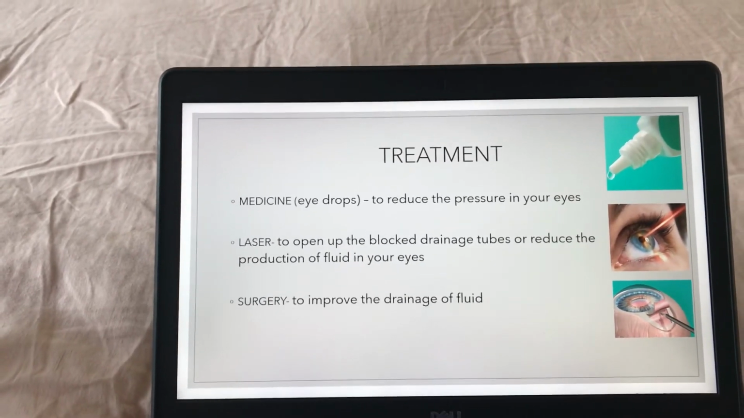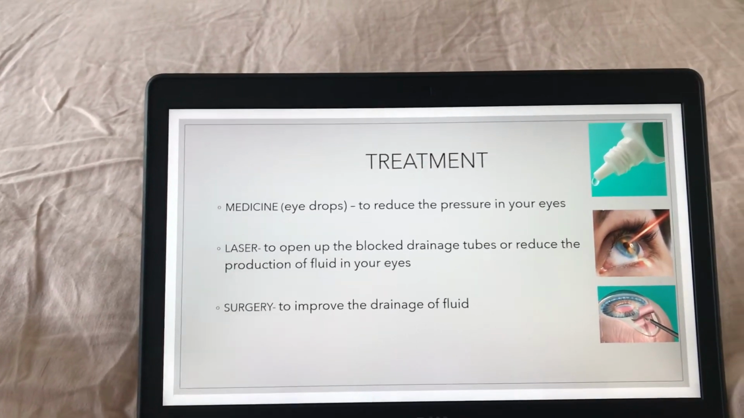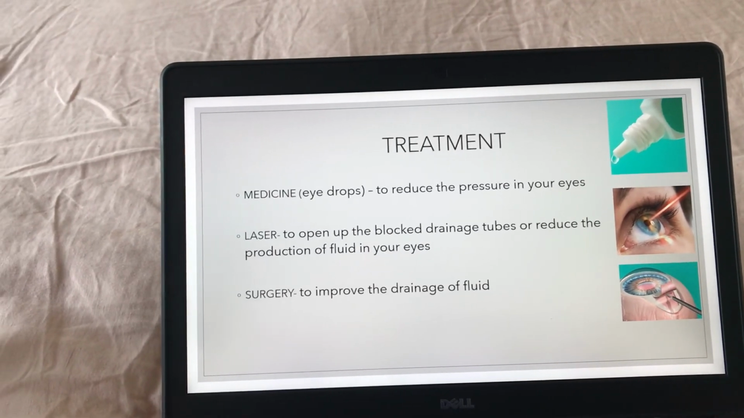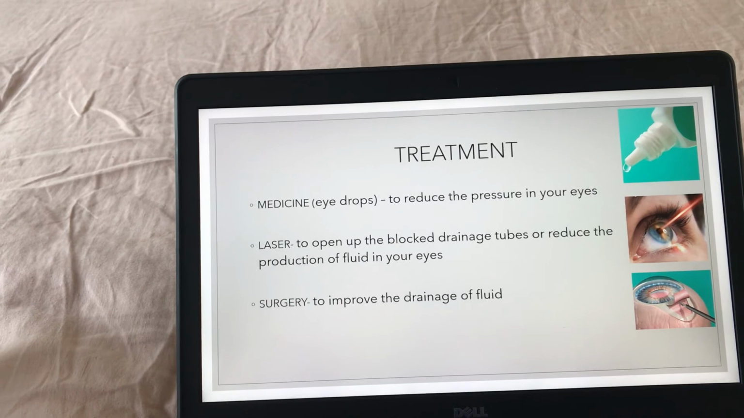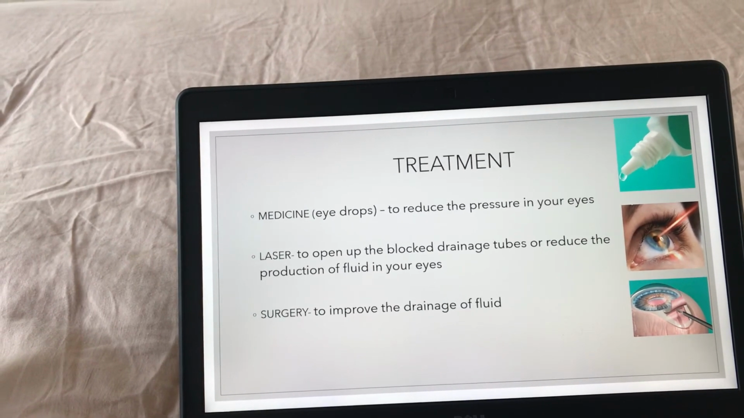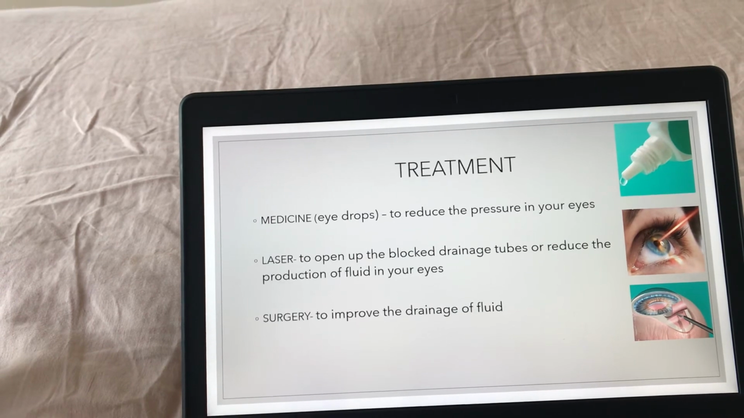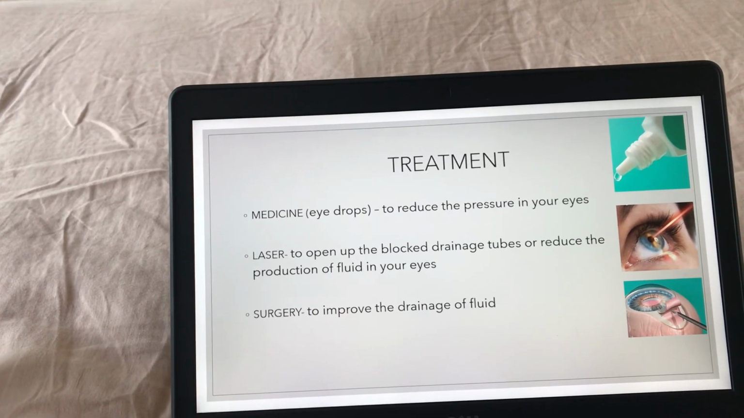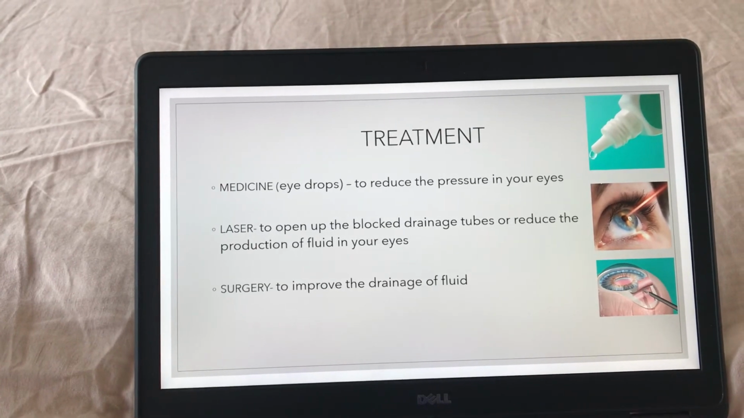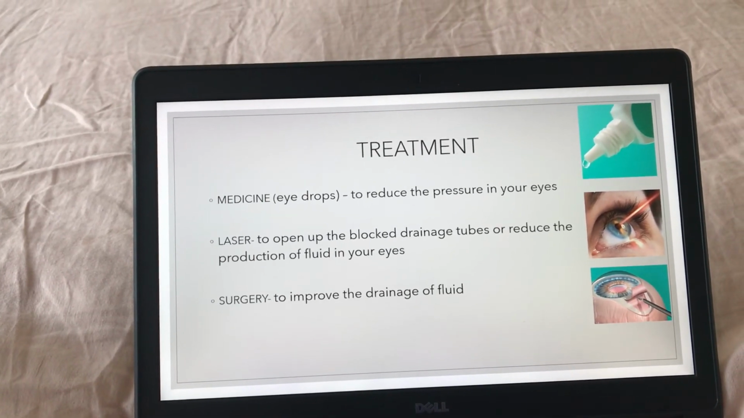So the treatment options: eye drops are the main treatment for glaucoma, and then you have laser treatment, which may be recommended if the eye drops don't improve your symptoms. This is where a high energy beam of light is carefully aimed at part of your eye to stop fluid building up inside it.